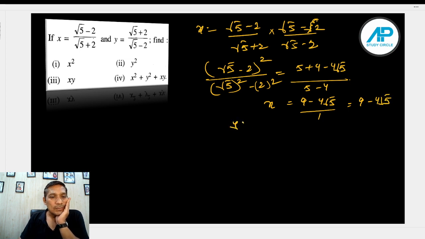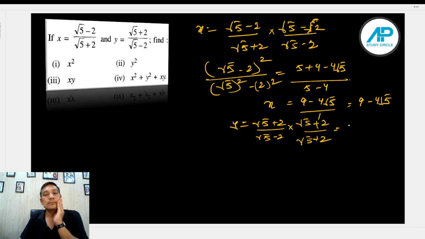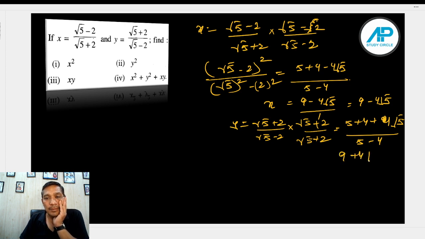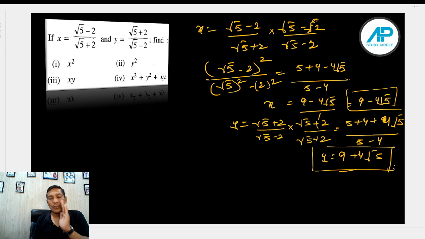Take the value of y now. This will give you 5 plus 4 plus 4 root 5 upon 5 minus 4. So 9 plus 4 root 5 is the value of y. So you got two values, the value of x and the value of y.